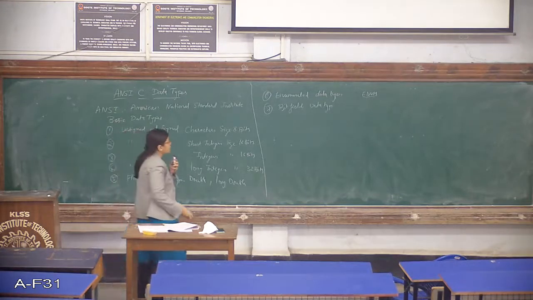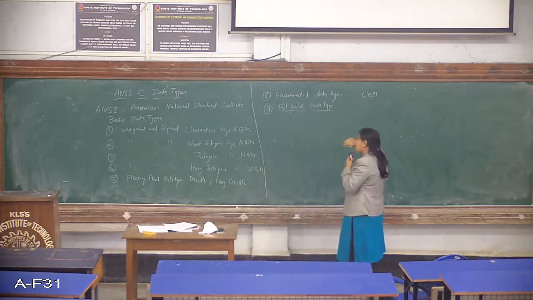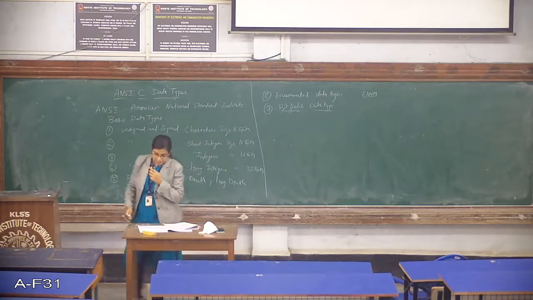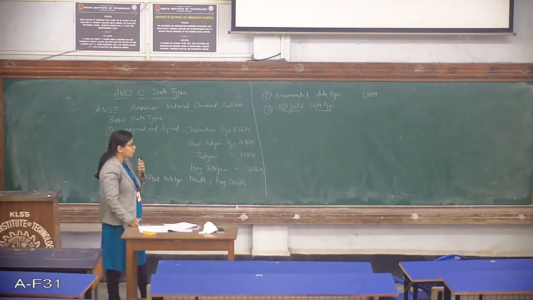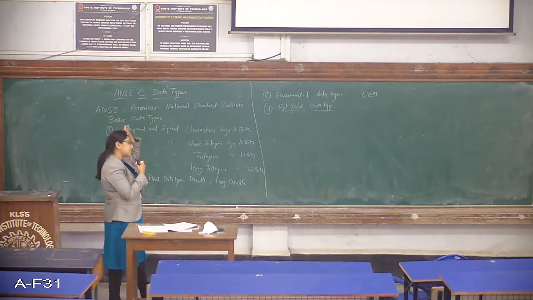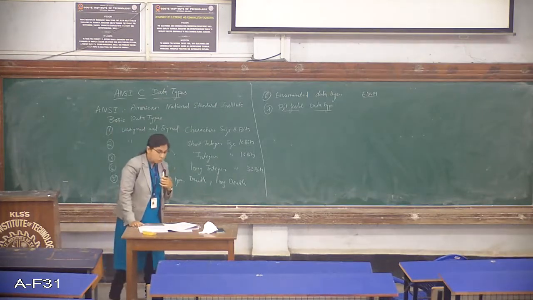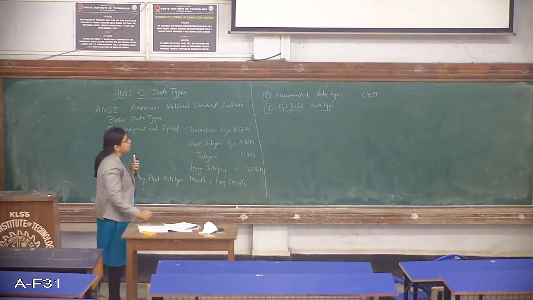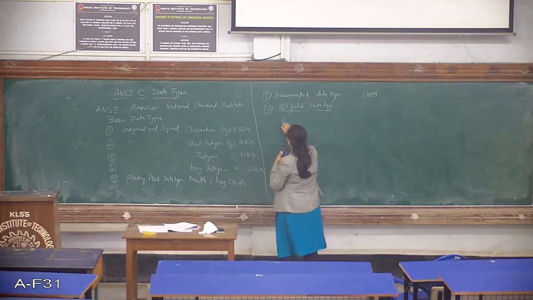Similarly, we have the bit field data type. So what do you mean by bit field data type? Bit fields are used to allocate the memory to structures and unions. So already you have studied some derived data types in C, like arrays, then we have structures, then we have unions. If you want to allocate the memory for structure and union, we'll be using this bit field data type.